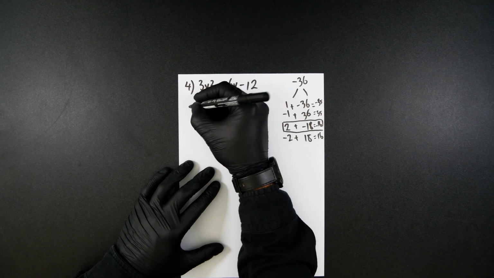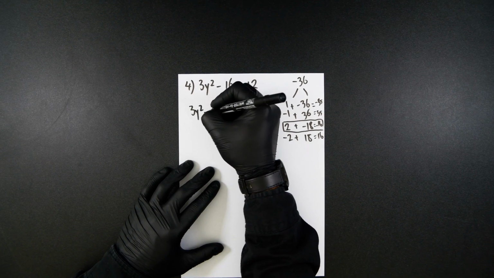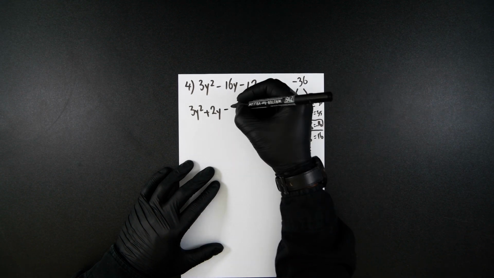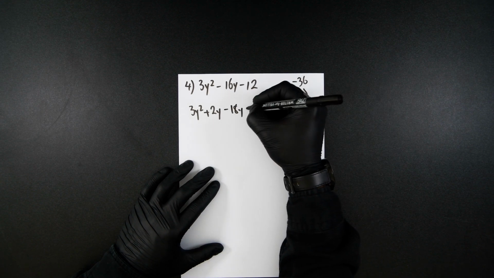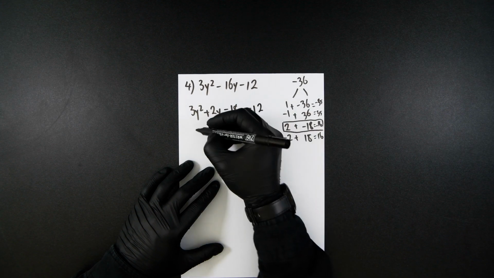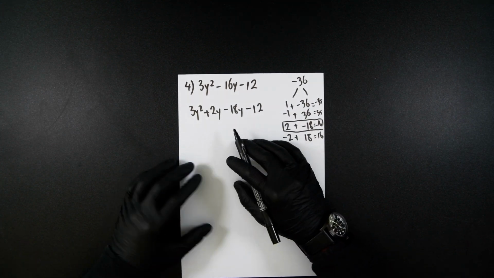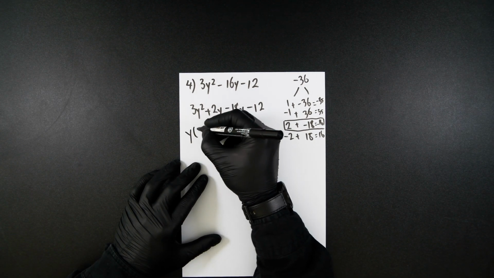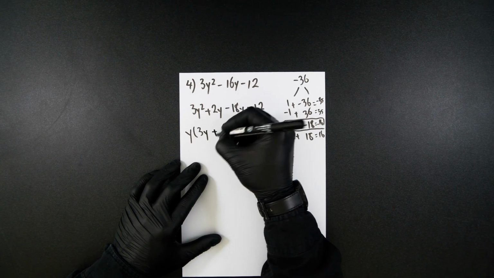So now if we write 3y squared plus 2y and we do minus 18y minus 12, we can then factorize these individually. So let's first take the first two parts and we can see that y is the only factor here. So you can pull that out.